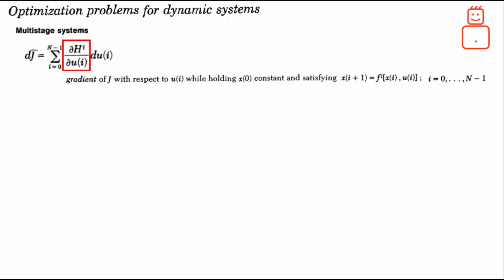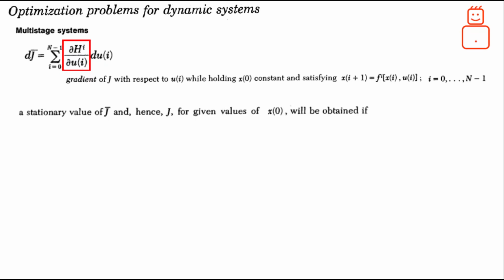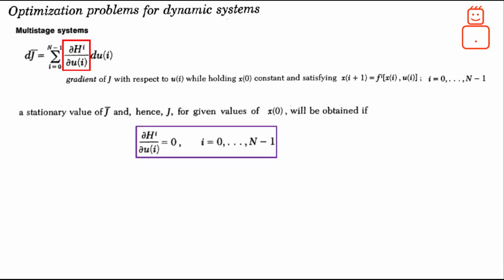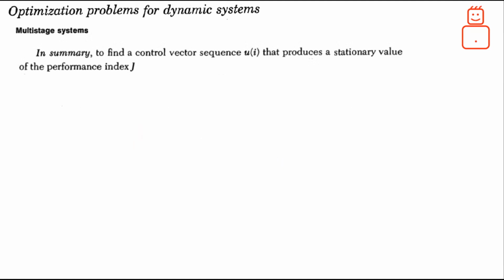Also, at this point, it is clear that a stationary value of J bar, and hence our original cost J, for a given process state x of 0, will be obtained if the partial derivative of H_i with respect to u of i along the horizon is equal to 0. To sum up what we have covered so far, we can say the following. In order to find a control vector sequence u of i that produces a stationary value of the performance index J, we need to solve the following difference equations.